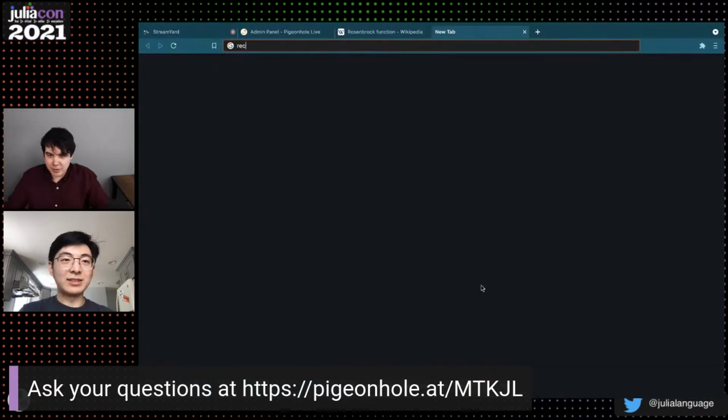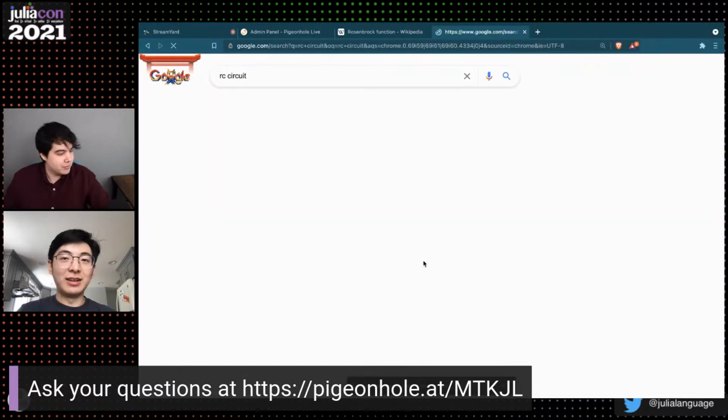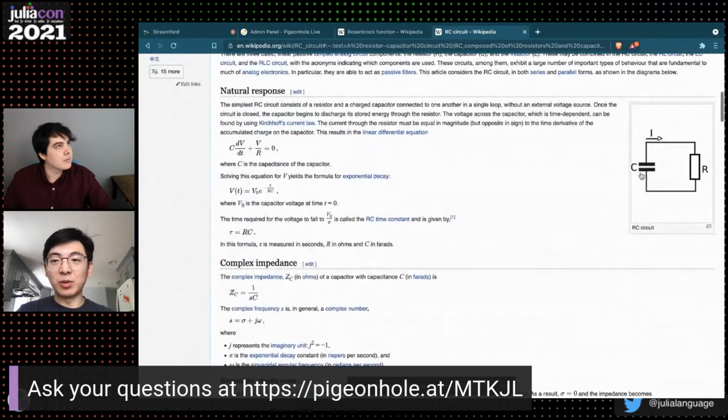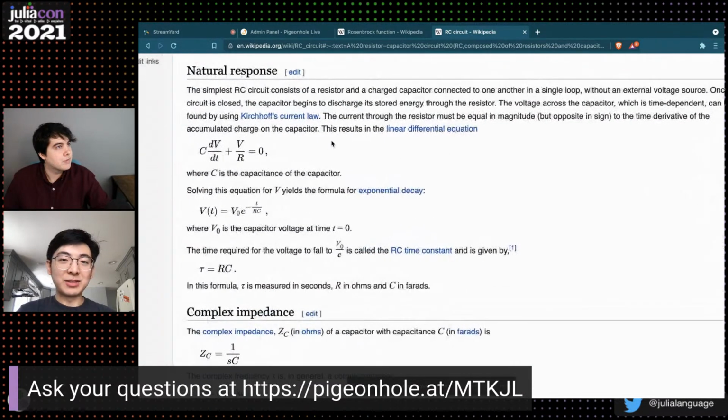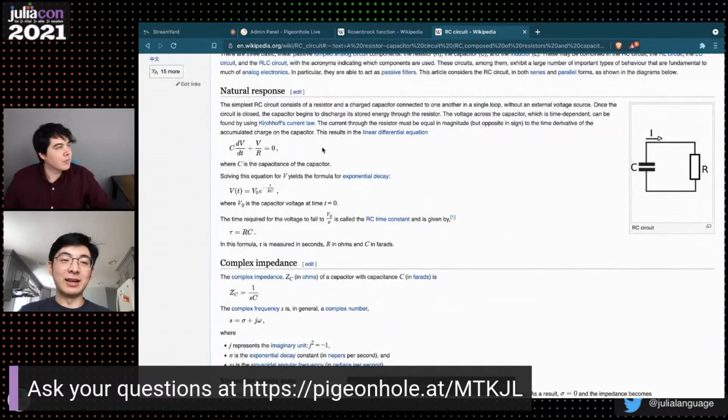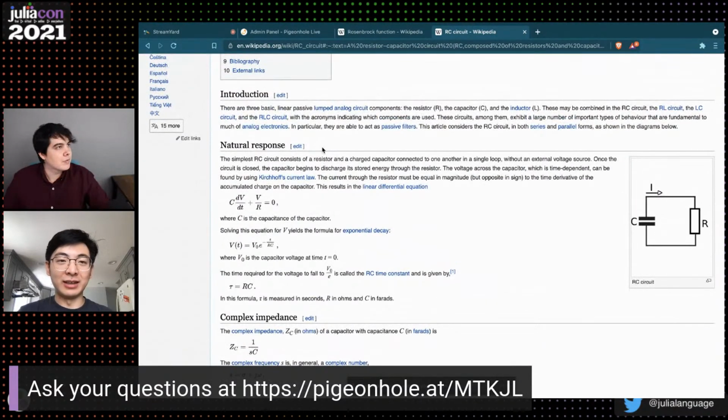So first, let's just Google what an RC circuit is exactly. It's basically a circuit where there is a voltage source, and then there is a capacitor in series with a resistor, right? You will say that's just a really simple linear differential equation, right? So why do we need to make it in a component form?